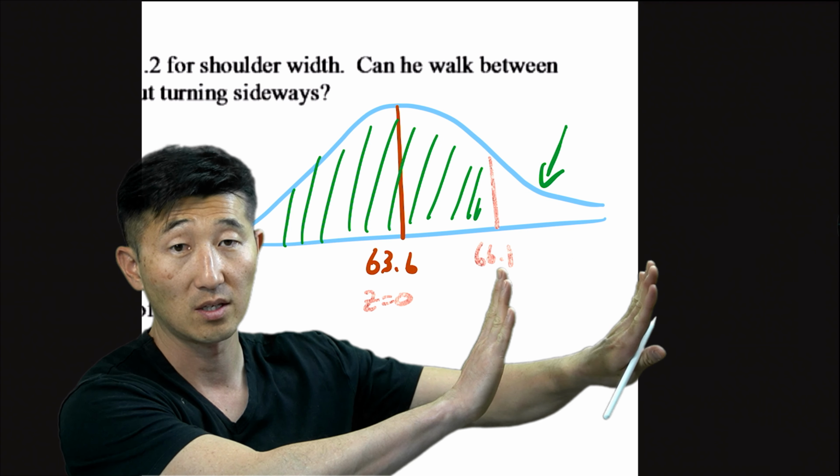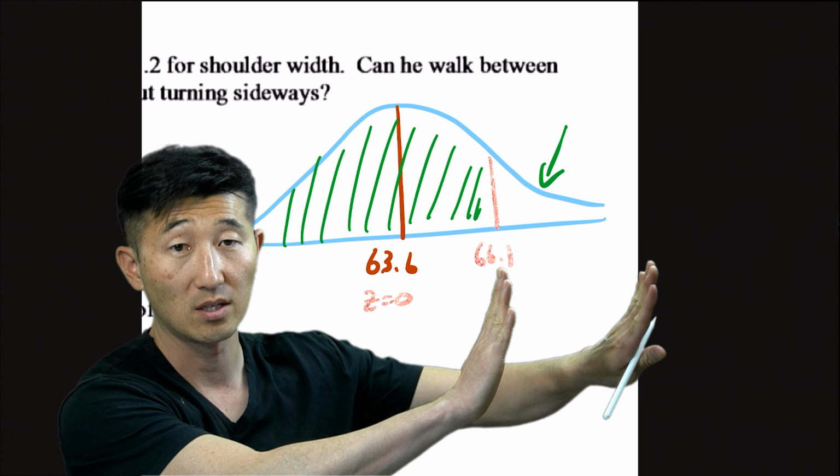Yeah, so we're ultimately looking for this area, but the z-score only gives us the area from left to right. So we want to know the z-score for 66.1. How do we do that? Plug it in. So z-score is what? The data minus the mean. So 66.1 minus 63.6, and then you divide it by the standard deviation for women, which is 2.5, right?